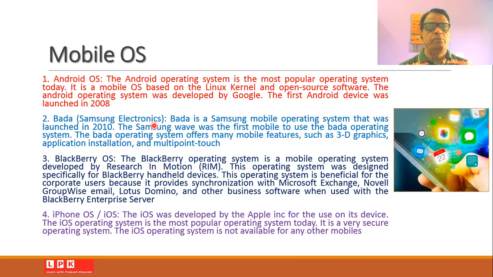Samsung is one of the biggest players in mobile devices. They have their own operating system called Bada. This is a mobile operating system that was launched in 2010, and Samsung made use of this operating system on their devices. It includes many features such as 3D graphics, application installation, and multi-point touch.